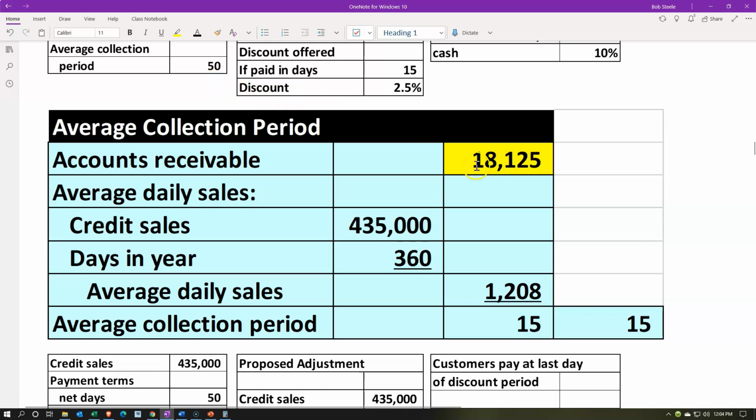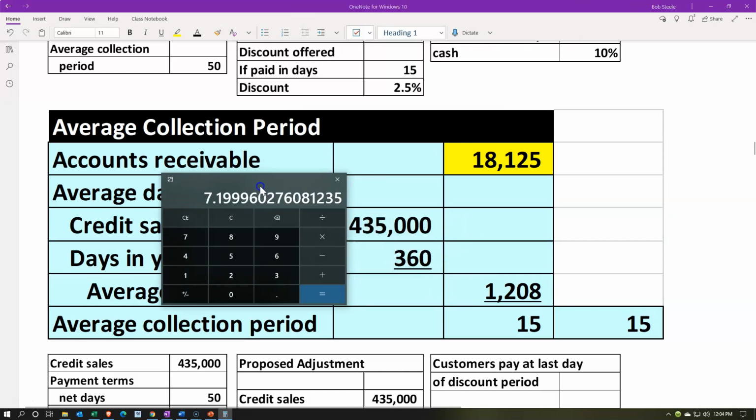And therefore, if we write this out algebraically, we would have the unknown divided by the 1,208 about equals 15. And then we can solve for the unknown. And remember, there is rounding involved here. So we're really talking about the 435,000 divided by the 360, this number, 1,208. And then if I take that and multiply it times the 15, we get to this 18,125. If we want to get back to the 15, the 18,125 divided by the 1,208 gives us the 15 about.